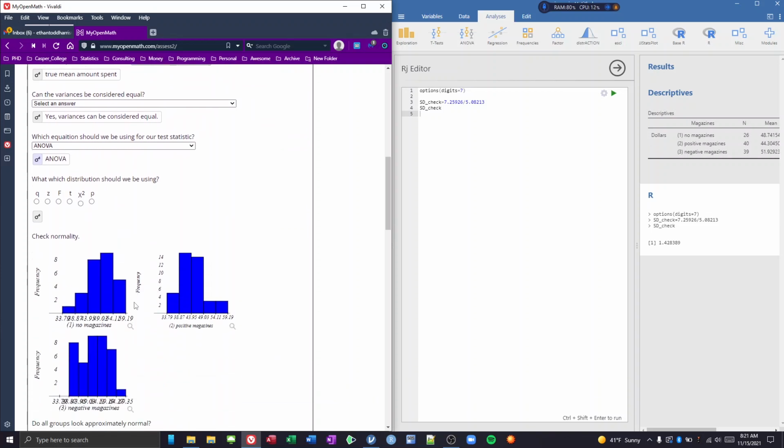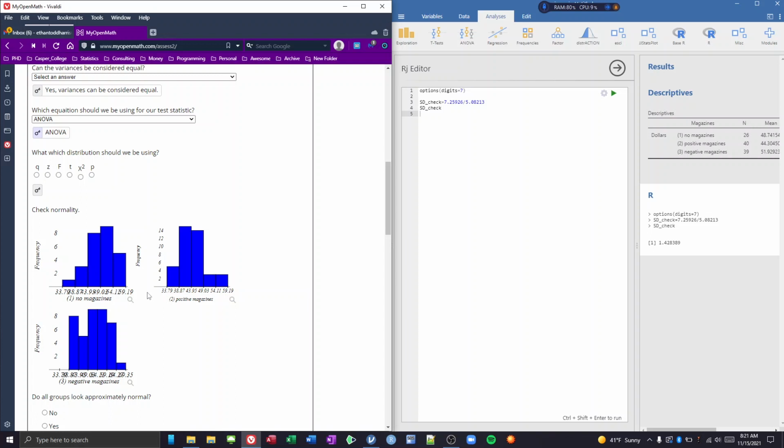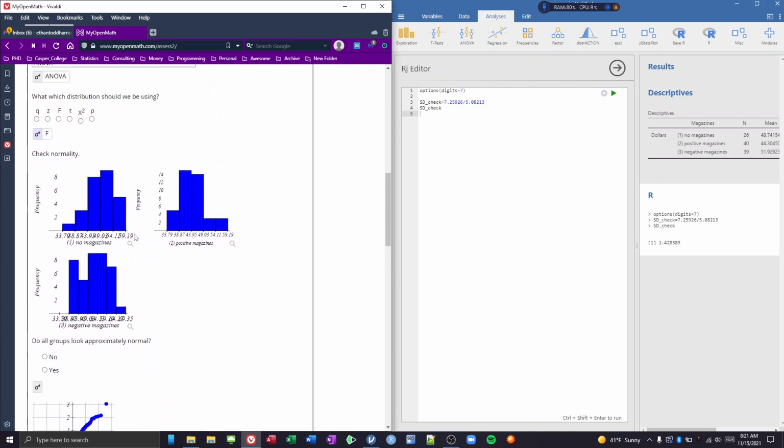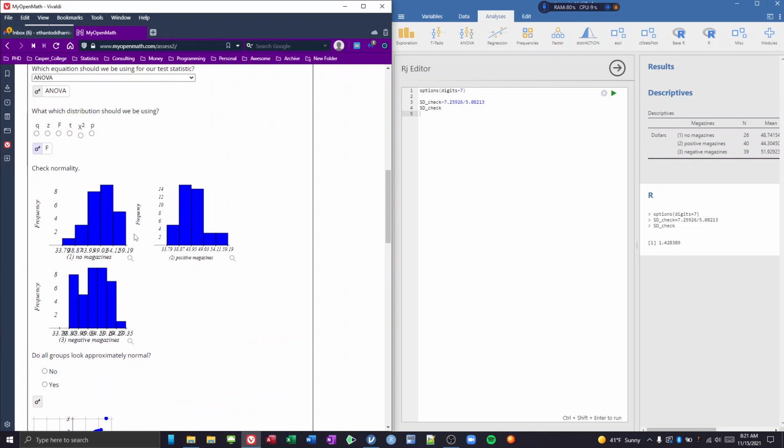Okay, so then which distribution should we be using? In Anova, we're actually going to use a new distribution that we haven't used before. So previously we've been using like the Z, T, and the chi-squared. And now we're going to be using our F statistic. Okay, so one of the other checks that we have to do with Anova is we have to see, do we have normality? So there's a couple ways that we can check for normality. We can look at the histograms of each of the groups and say, hey, do we have normality?